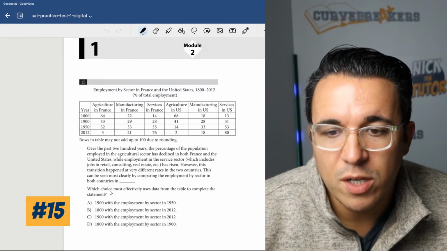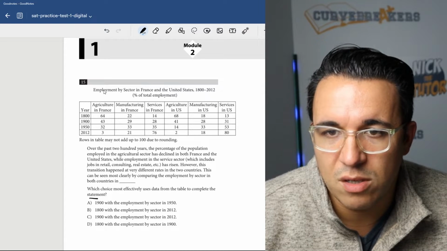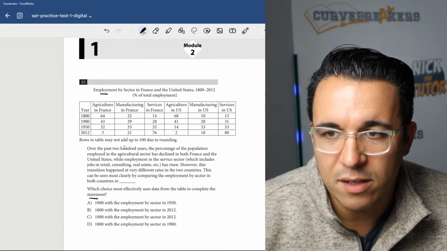All right, number 15. Which choice most effectively uses data from the table to complete this statement, right? So let's see the statement. This is just about employment by sector in France and the United States.